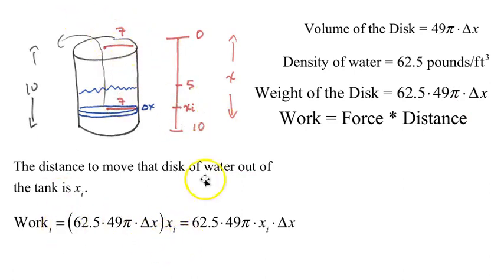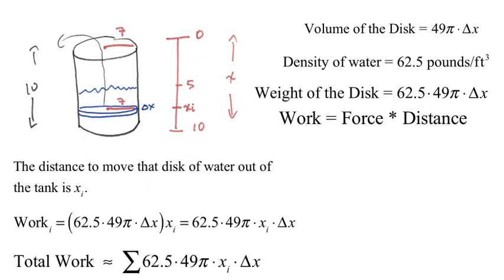Force times distance. Force is the weight, distance, how far does it take to go out of the tank, x sub i units. So this is the work for just moving that little disc out of that tank. But you'll notice we have discs all along here. And what are the x values, the distance from here? What are the x values for all of those discs of water? What do they range from? They range from 5 to 10. And that's going to be important for us to look at.